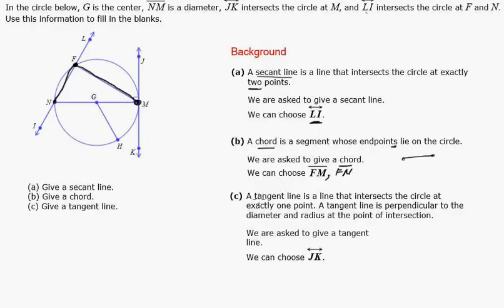Okay. Now, a tangent line is this one here that barely touches, a line that intersects the circle at exactly 1 point. Now, they say intersect. I don't really even like to say intersect. I think of it as just touching, just barely touching. Okay, so J to K is a tangent line. Alright, so these are the definitions that you need to know.